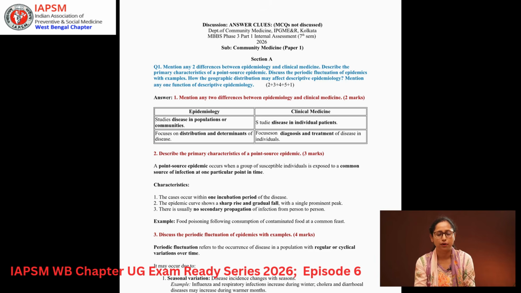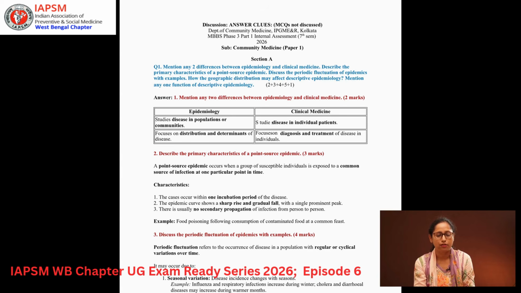Now coming to the first part, mentioning any 2 differences between epidemiology and clinical medicine, which carries 2 marks, you can mention any 2 differences. For example, most important is that epidemiology studies disease in a population or community, and clinical medicine studies disease in individual patients. Secondly, the focus of epidemiology is on distribution and determinants of disease, and clinical medicine focuses on the diagnosis and treatment of disease in individuals.